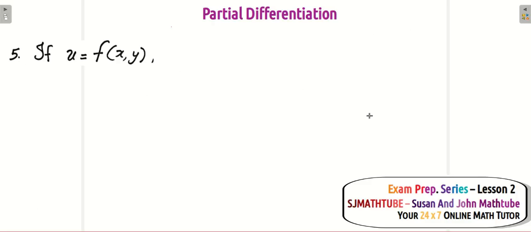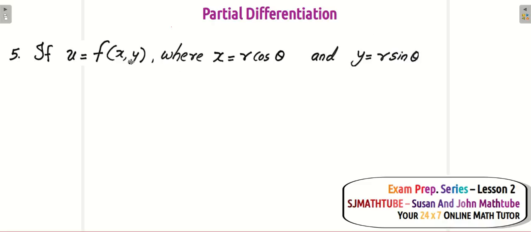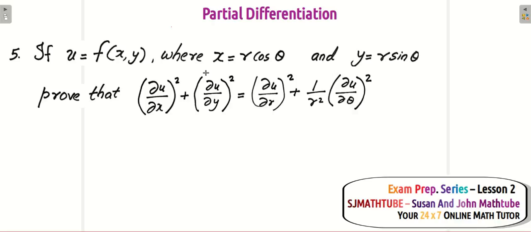Now let's say u is equal to f of xy, where x equal to r cos theta and y equal to r sin theta. In lesson 1 we saw these characters, the substitution which takes polar coordinate points to the Cartesian coordinate points, or just shows that there is a connection between the polar and the Cartesian system. And prove that. Wow, we have to prove this.